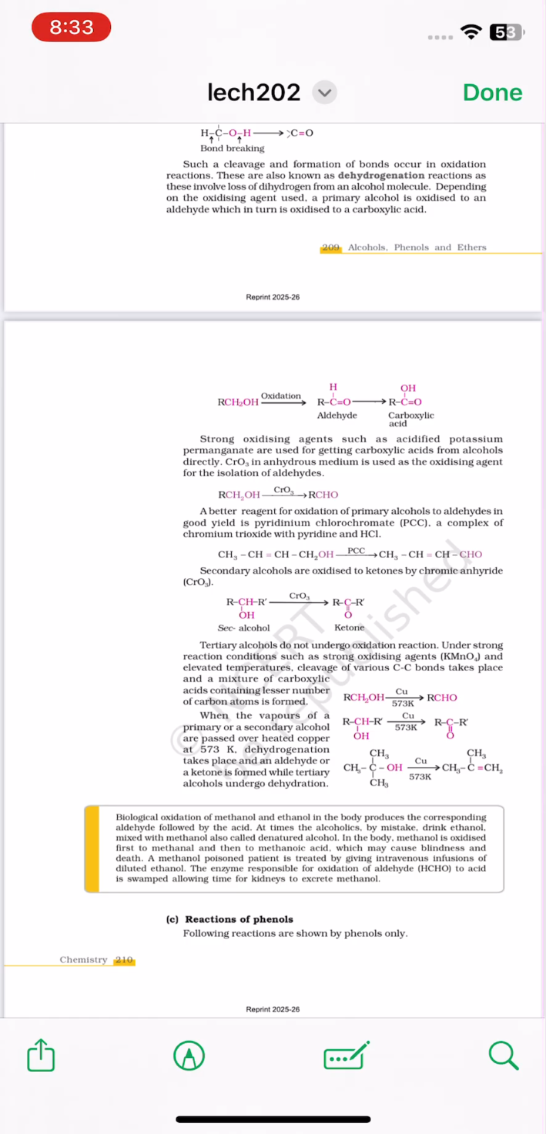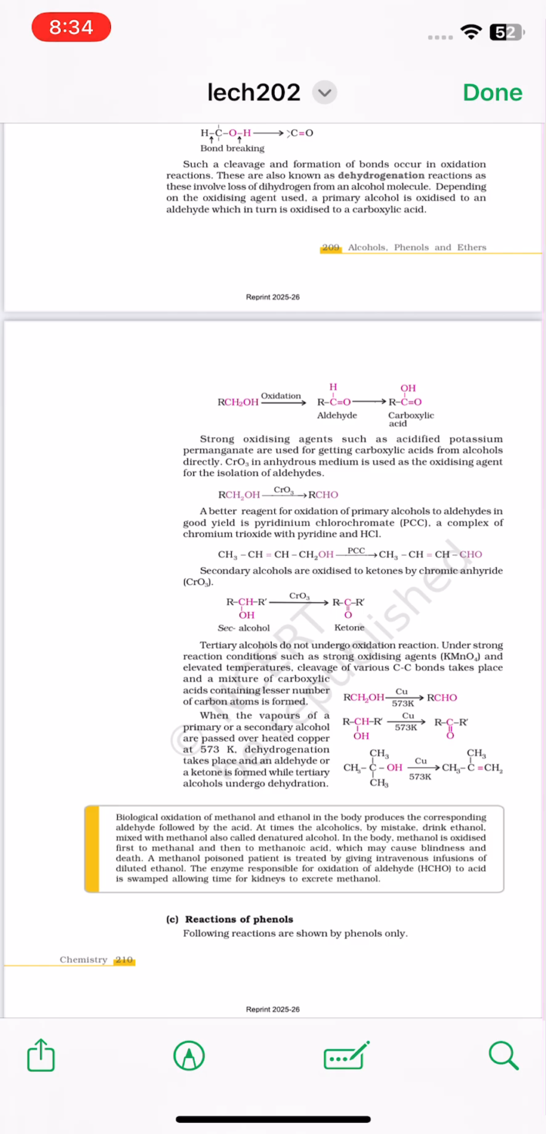Strong oxidizing agents such as acidified potassium permanganate are used for getting carboxylic acids from alcohols directly. CrO3 in anhydrous medium is used as an oxidizing agent for isolation of aldehydes. RCH2OH with CrO3 gives RCHO. A better reagent for oxidation of primary alcohols to aldehydes in good yields is pyridinium chlorochromate (PCC), a complex of chromium trioxide with pyridine and HCl.